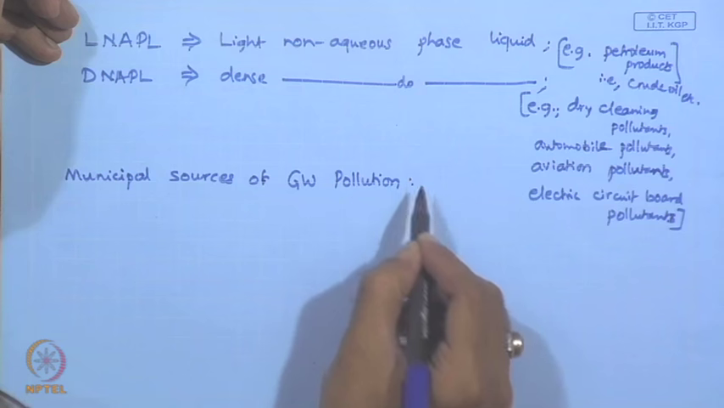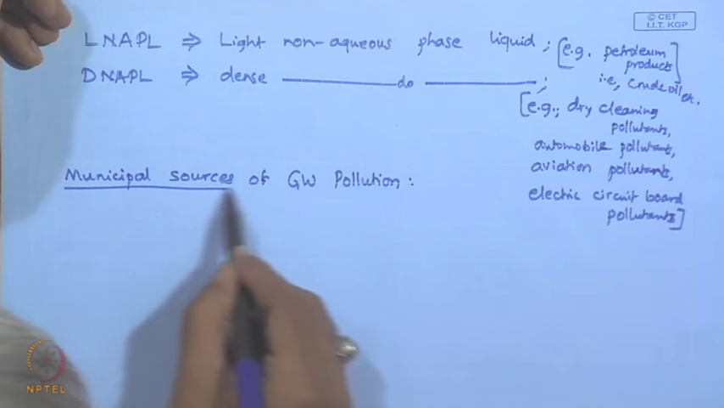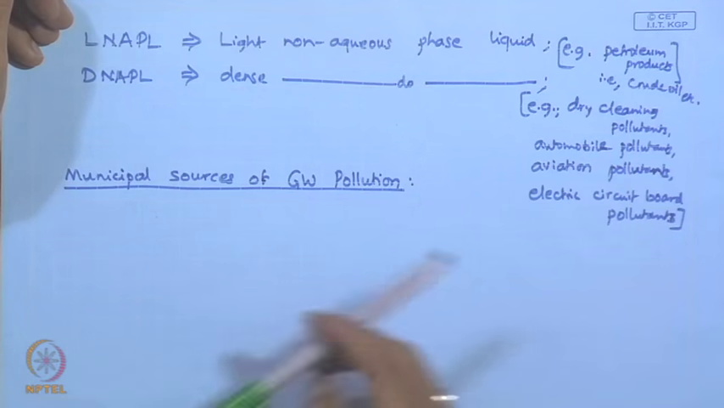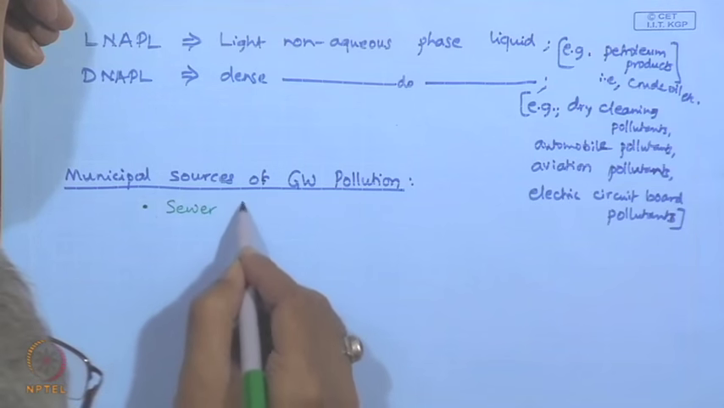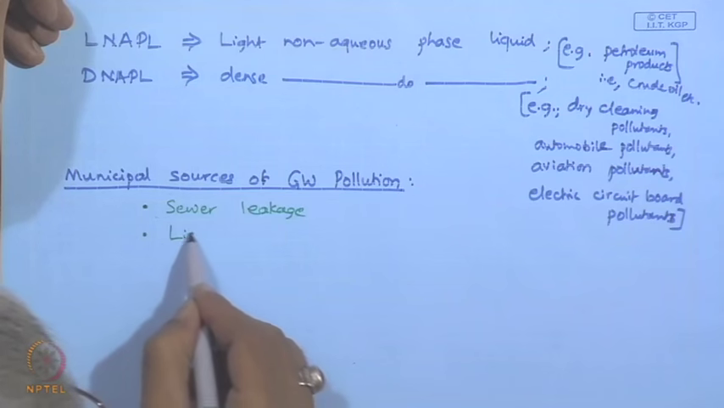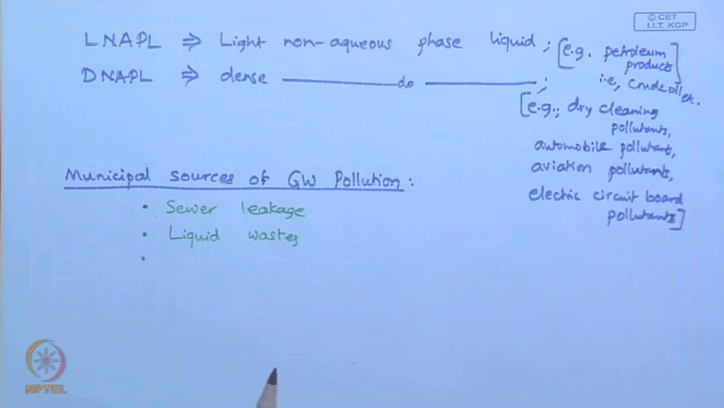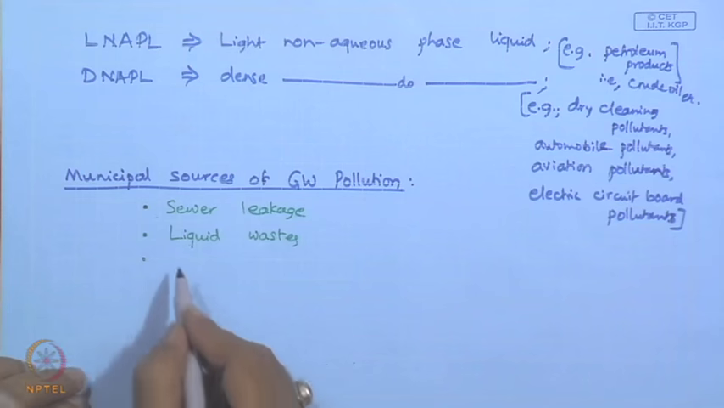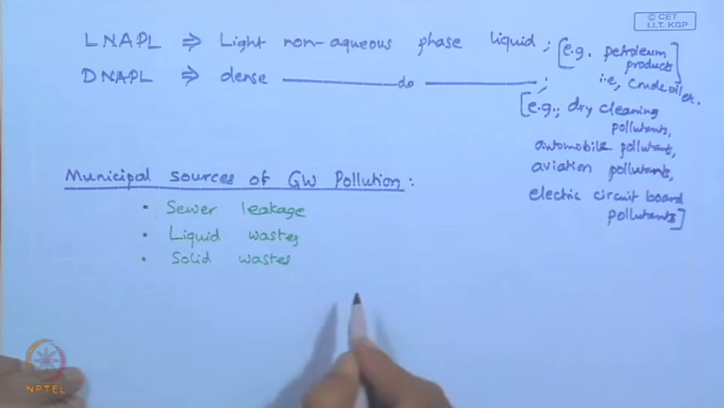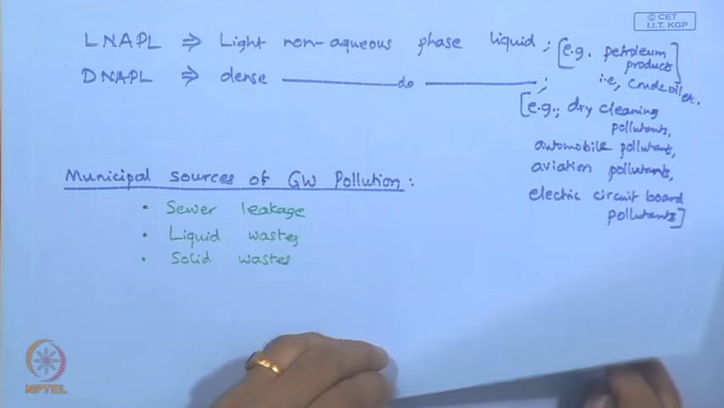In this, we will be covering the sewer leakage, followed by liquid waste, followed by solid waste. So these are the three categories. And now, let us discuss the municipal sources of groundwater pollution.